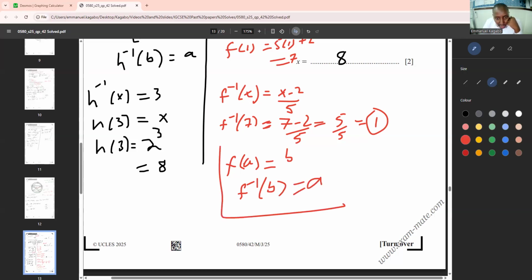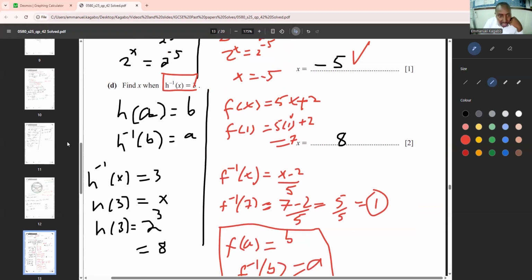Very important concept in IGCSE, very important for IBDP, and very important if you are doing A-levels. Any kind of math you're going to do in senior secondary school, upper secondary, either A-levels or IBDP, very important. Now, if f of A equals B, therefore f inverse of B will be equal to A.